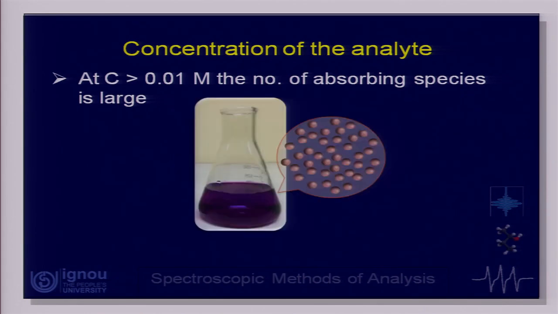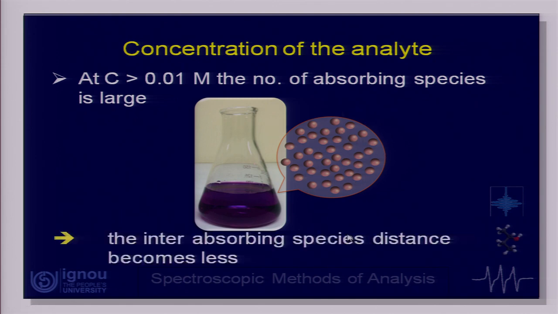But when the concentration increases, say at concentrations greater than 0.01 molar, again I am repeating, it is an indicative number. At high concentration, the same KMnO4 has a much larger number of absorbing species. Since the number of absorbing species has increased, that leads to some kind of interaction between them. At low concentration the species were randomly distributed away from each other. At high concentration, the species come too close to each other, and when they are too close, they start influencing one another.